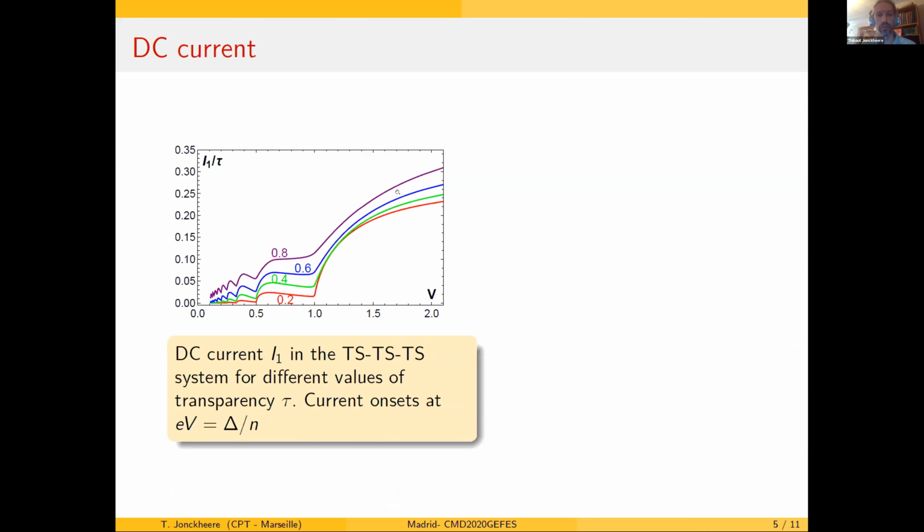And okay, the features of this curve are, of course, when you increase transparency, you will increase the current. And typically you see that you have onsets of the current, which appear at delta over n, where n is an integer.